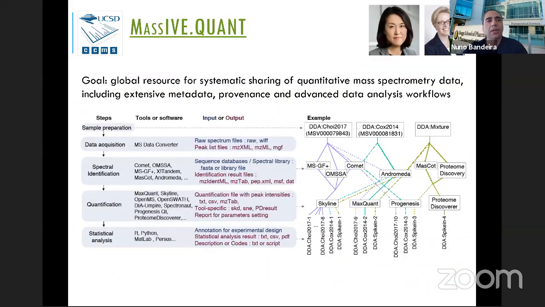Coming to the main star for today's topic, MassIVE-Quant has really been a great recent development that we've integrated into MassIVE, and that is this global resource that is designed for systematic sharing of quantitative mass spectrometry data. You've run quantitative mass spectrometry experiments yourself, if not before, during the last week and during the sessions this week. So you know there's a lot of steps to take care of.